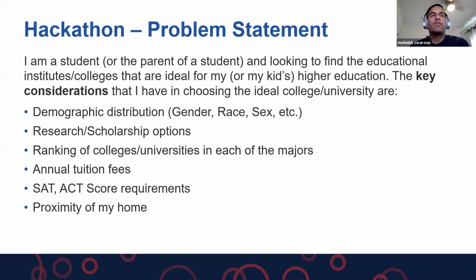So there were 5 or 6 different considerations that we had included. It could be based on demographic distribution, gender, race, sex, etc. It could also be based on research or scholarship availability. So that was the second criteria. Then we had also included how these colleges or universities are ranked against each other for each of the majors. So that was another criteria. And then what's the annual tuition fee for each of these universities? How much am I going to end up paying for this higher education? That was another one. And then we had the score requirements, and also how close these universities are from our home. So based on these criteria, we had asked all of you to come up with your visualizations using Tableau, of course.